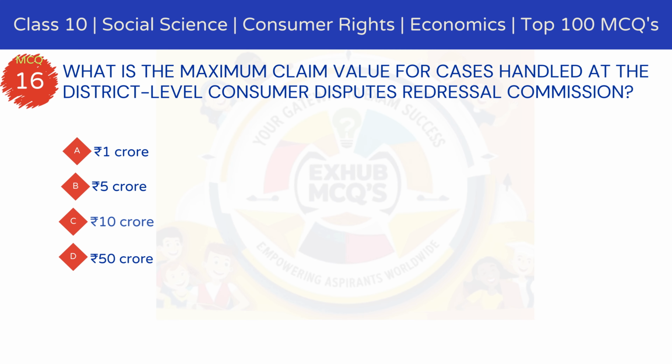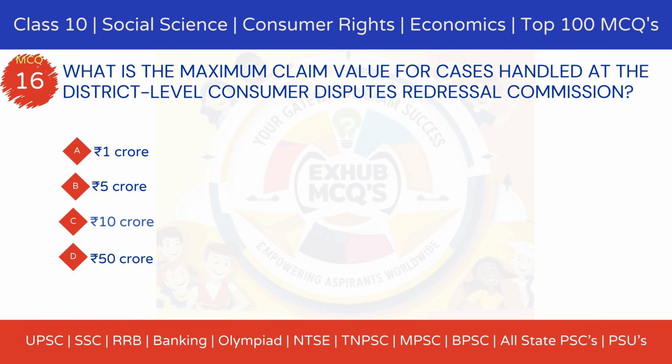MCQ 16. What is the maximum claim value for cases handled at the district level Consumer Disputes Redressal Commission? Option A, 1 crore. Option B, 5 crore. Option C, 10 crore. Option D, 50 crore.